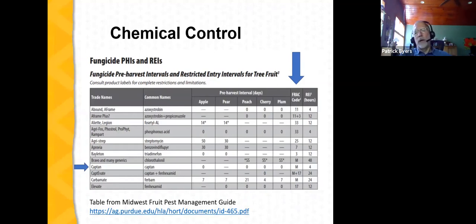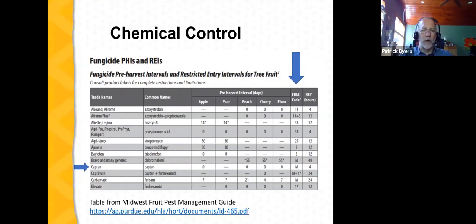FRAC stands for Fungicide Resistance Action Committee. And this is a group that takes a look at all of the fungicides that are labeled for use and then groups them together based upon their mode of action. And those fungicides that have similar modes of action, if you use fungicides that have similar modes of action time after time, then the fungus can develop resistance to that particular mode of action. And so it's important to understand what it means when we talk about alternating fungicides. And the way we do that is by choosing fungicides with different FRAC codes.